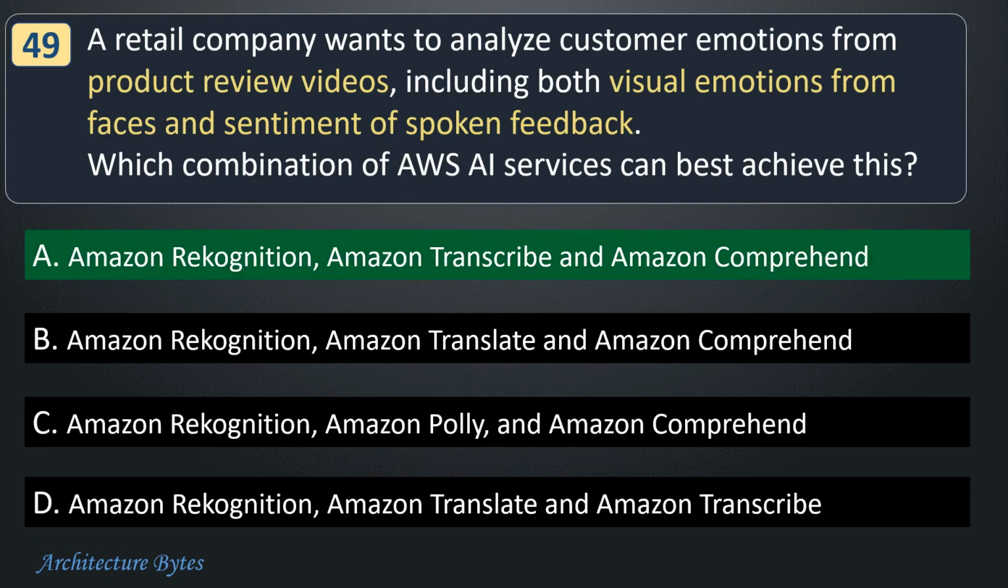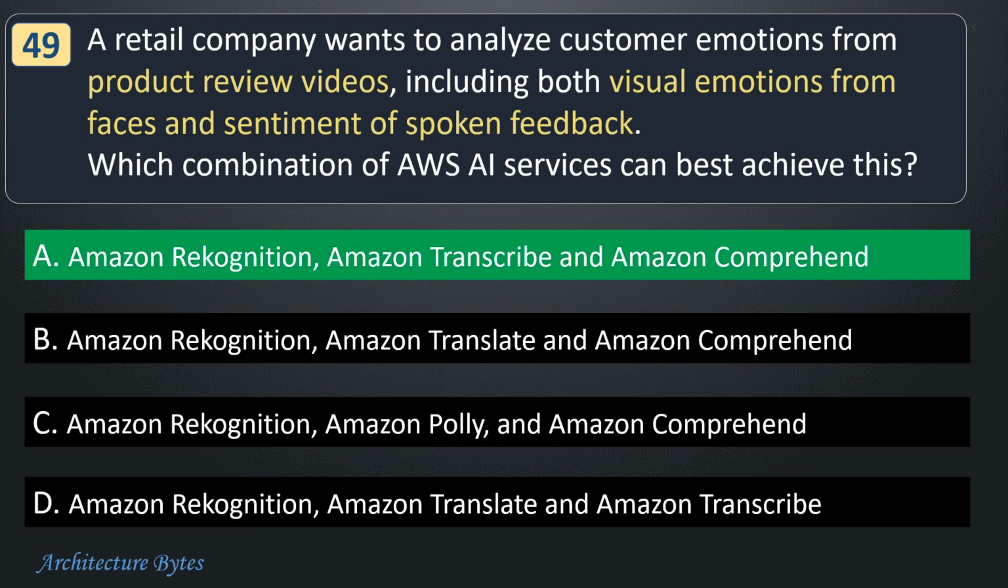Of these, option A, Amazon Rekognition, Transcribe and Comprehend is the right answer. Let's go over each of these services to understand what they do. Amazon Rekognition detects faces and visual emotions like joy, sadness, and surprise from images or videos.